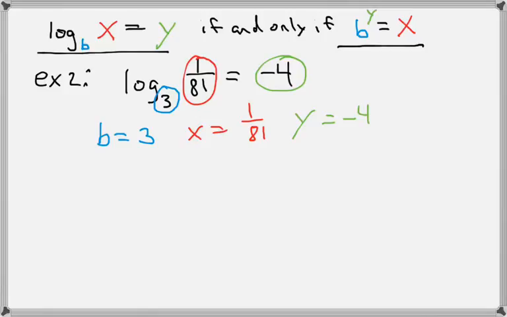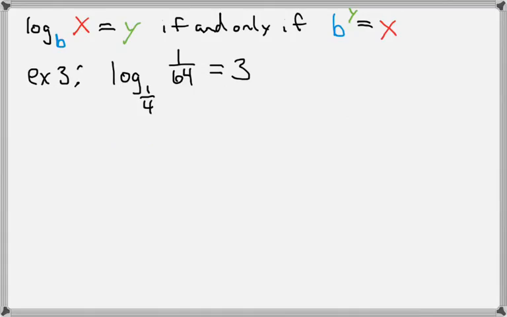Now that we've identified our three pieces, we can convert this into exponential form. So we have b, which is 3, raised to the y, which is negative 4, is equal to our x, which is 1 over 81. So we have converted this logarithmic equation into its corresponding exponential form. Let's look at another example.